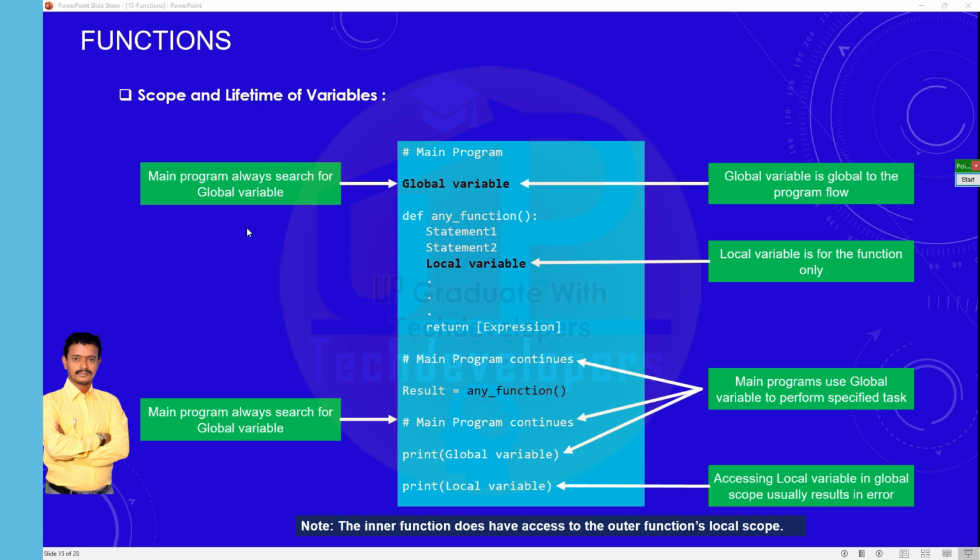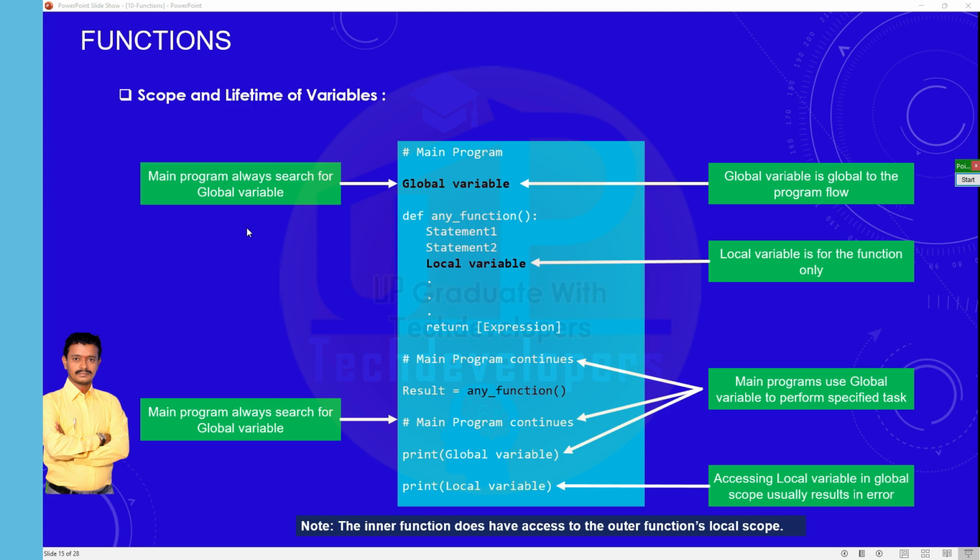Here the important thing to remember is the inner function does have access to the outer function's local scope. When we are executing a function, the life of the variables is up to running time. Once we return from the function, those variables get destroyed. So a function does not need to remember the value of a variable from its previous call.